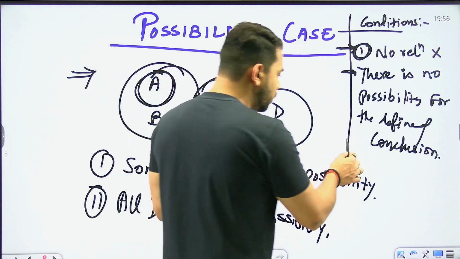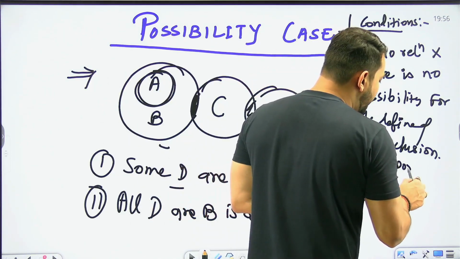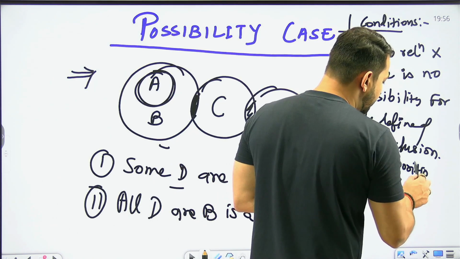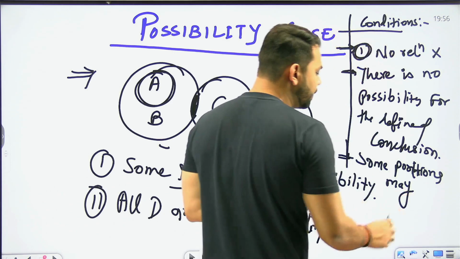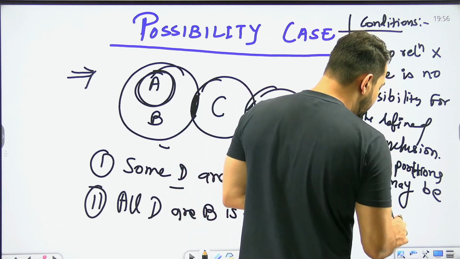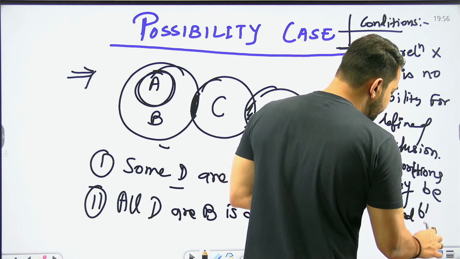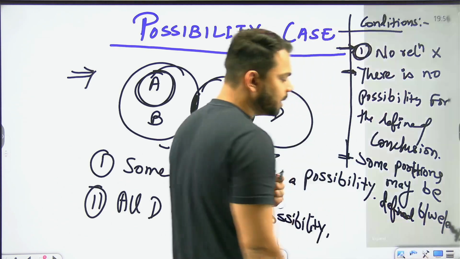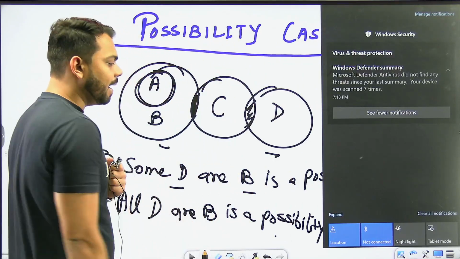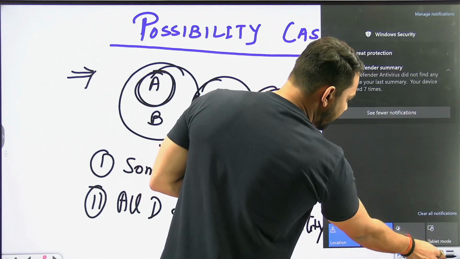So the third condition is that some portions may be defined between the elements. Some portions may be defined between the elements. Okay?